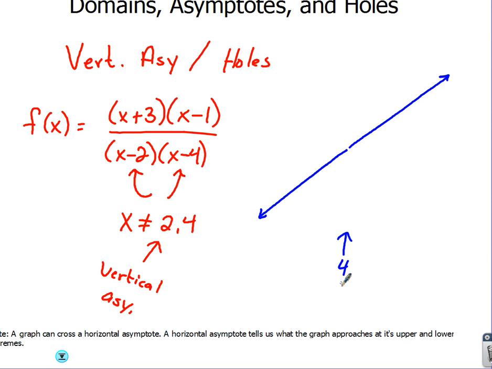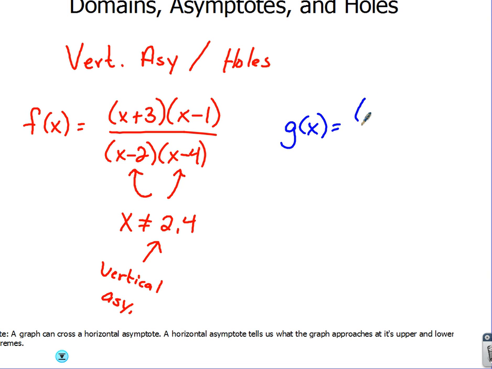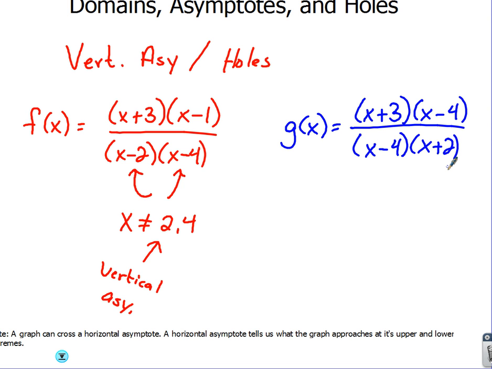So by looking at an equation, how can we tell which scenario we have? Here's how. G of x equals (x plus 3)(x minus 4) over (x minus 4)(x plus 2). Parker, what are my excluded values there? What are the things that x cannot equal? And there's my two excluded values.